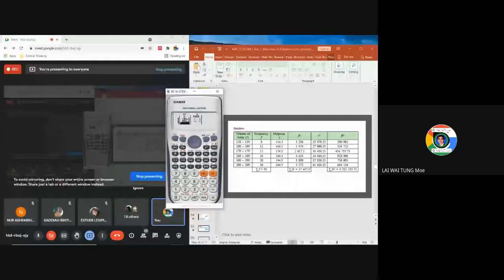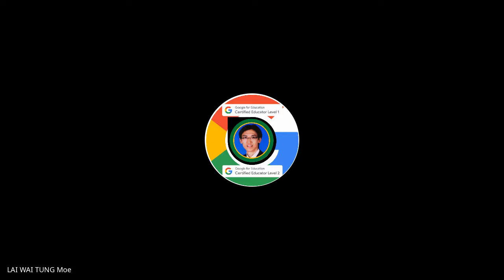And then go for the frequency. The first one is 8, the second one is 12, the third one is 15, then 24, 20, and 16. Okay, I've already done keying in all the data.